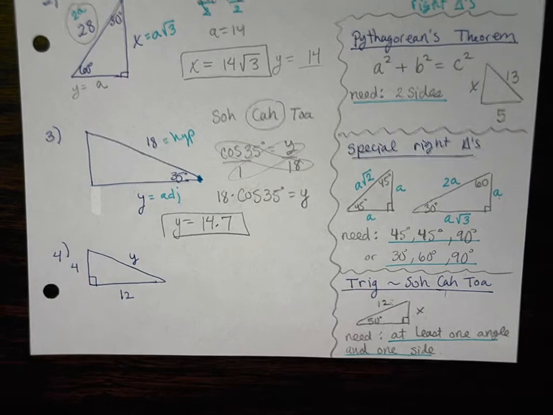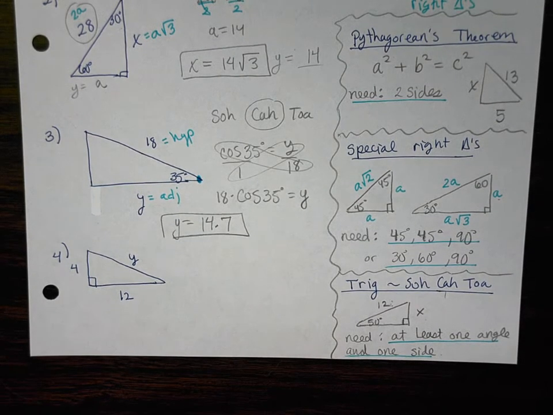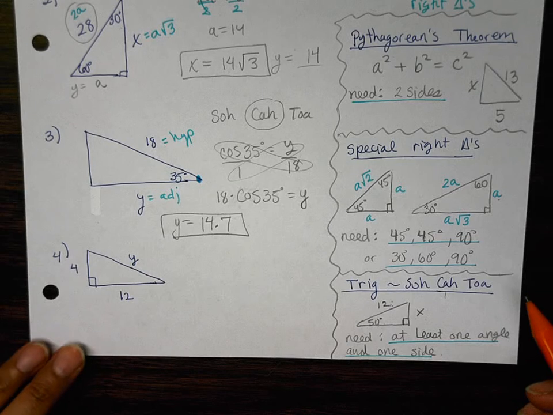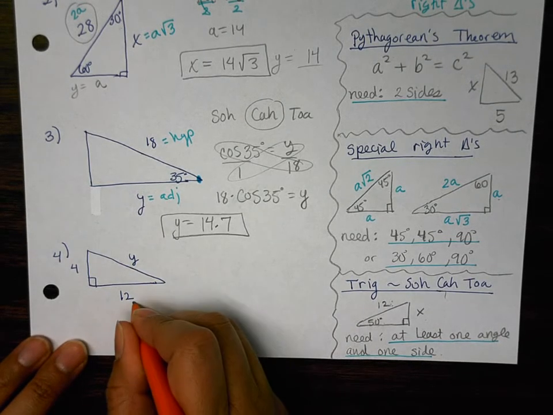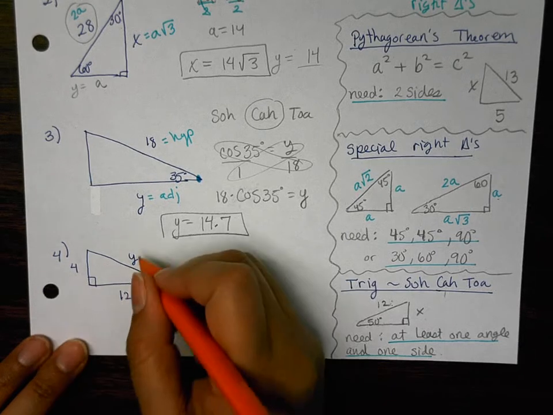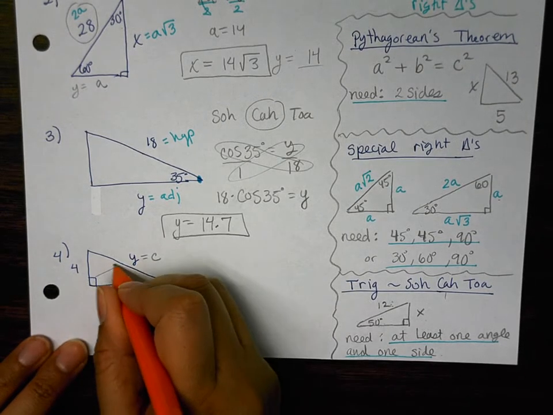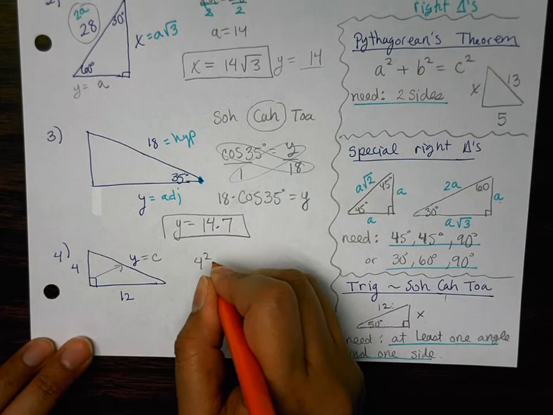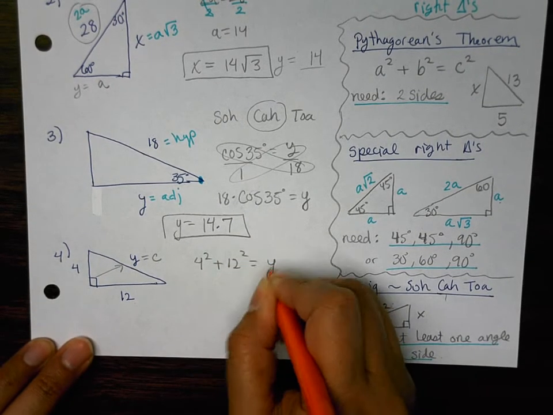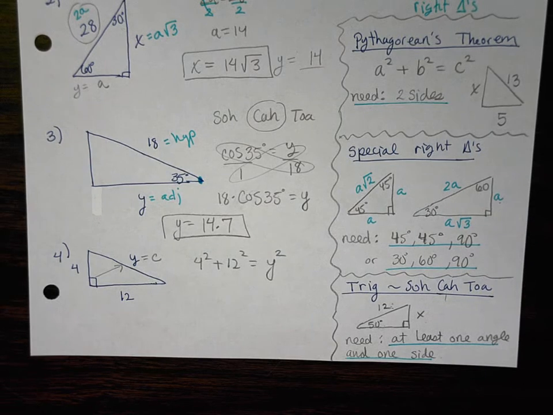Remember, this is one kids always miss on the test because they forget, oh, I can use Pythagorean's theorem. It does not matter which one's A and B, but it does matter which one is C. Which one is C in this picture? The 12 is C because it's bigger than the 4. The y, why is it the y? Because it's opposite the 90. These are A and B. Does it matter which one is A and which one is B? No. 12 squared plus 4 squared is the same thing as 4 squared plus 12 squared. Go ahead and work that out.